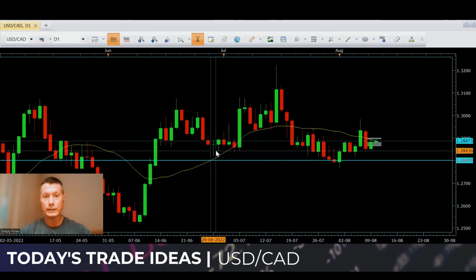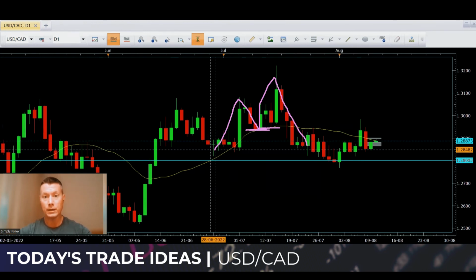Okay, so price was in an uptrend, yeah. Higher highs, higher lows, higher highs. But then price came down, breaking this low. And even these lows here were broken eventually with these candles here.